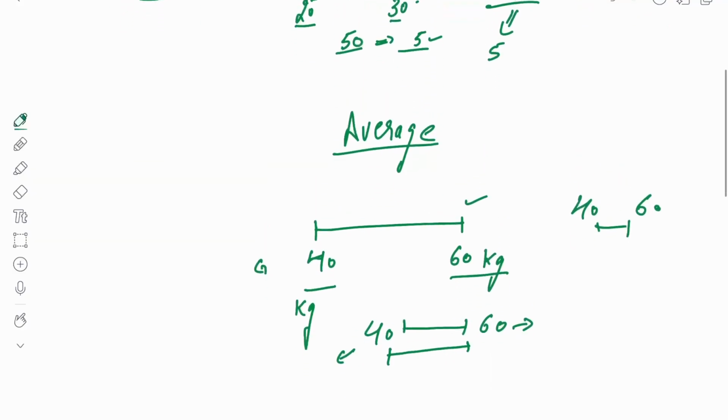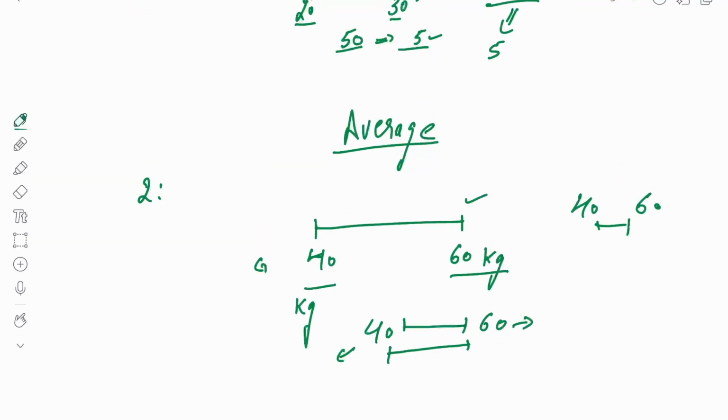Like we did here, that is 2:3 we identified because there were 20 students and 30 students, which boils down to 2:3, and thus we get 5 as a total intervals. So we divide that gap into 5 parts.